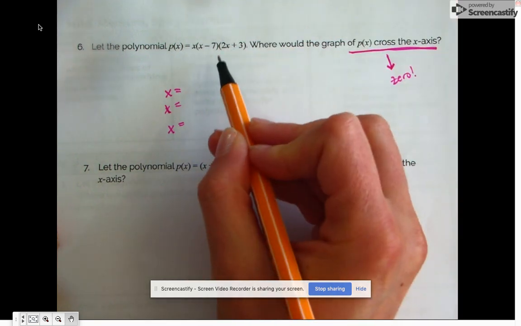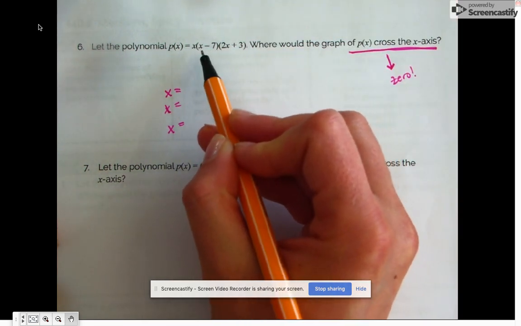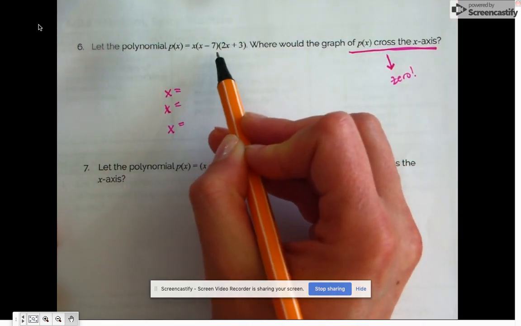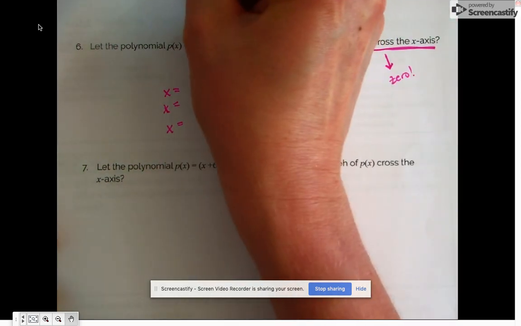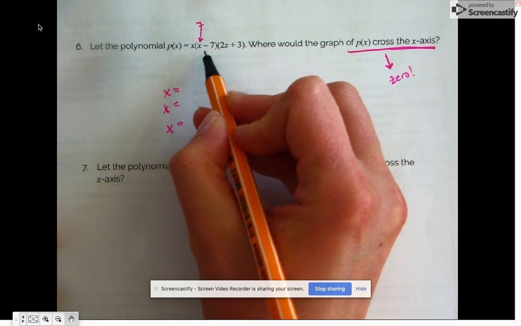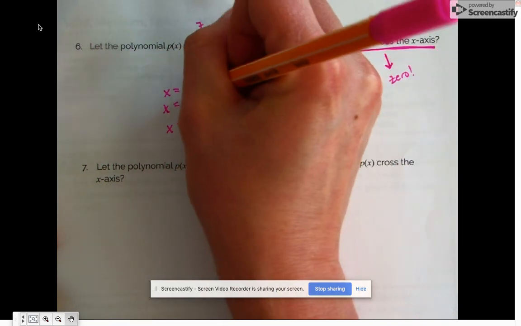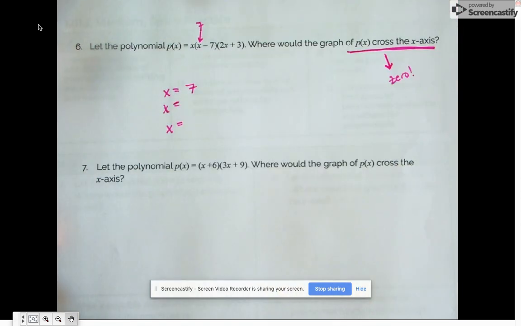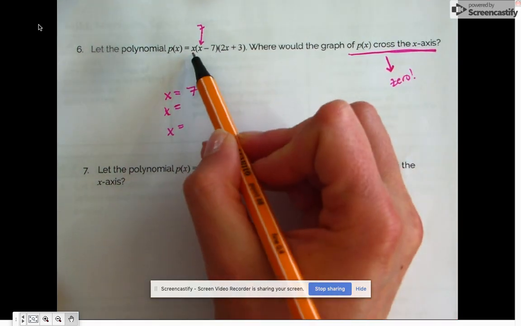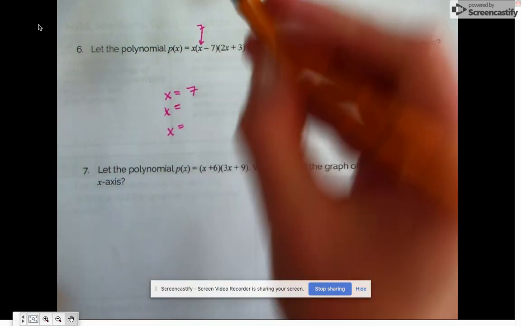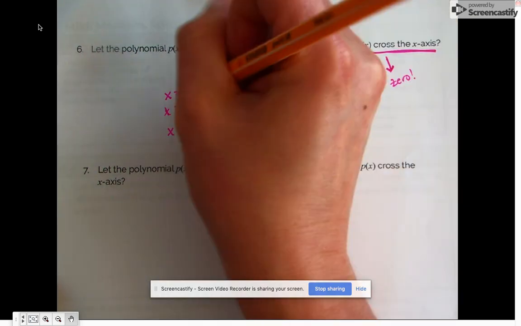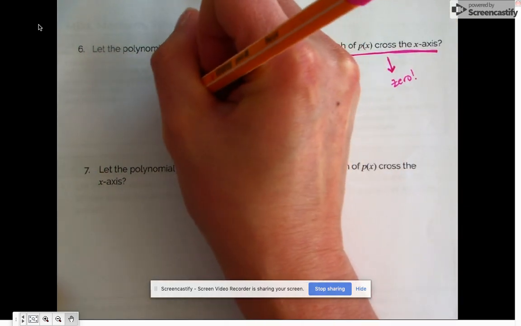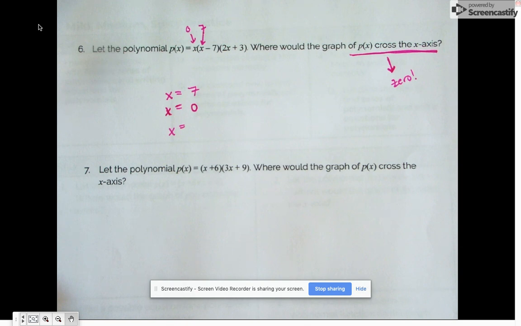Let's start with the easiest one. So I have x minus 7. What number could I plug in to make it equal to 0? It would be 7. 7 minus 7 would give me 0. So I could know one of my zeros is going to be 7. Here, it's just x. What could I plug in to make it equal to 0? Well, I could just plug in 0, and it would be equal to 0. So the second 0 is 0.